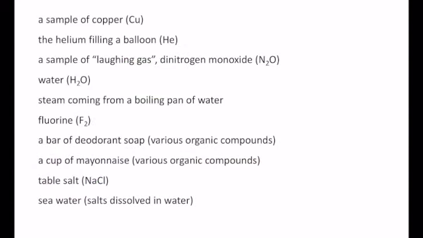So let's classify each of these as an element, compound, or mixture. If you're talking about copper, this is the element symbol Cu. Anytime you have an element symbol from the periodic table, then you're talking about an element. Okay, so that is a pure substance. The helium filling in a balloon, when you have the element symbol, that's going to be an element, and that's a subset of the pure substances.